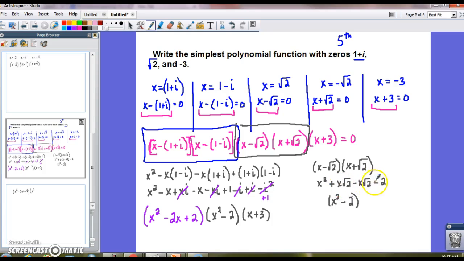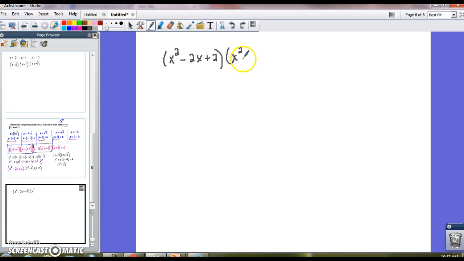Okay, these canceled each other out, and that should just be minus 2. I don't know what I was thinking, but that should be x squared minus 2 there. Okay, so we've got x squared minus 2x plus 2 times x squared minus 2 times x plus 3.